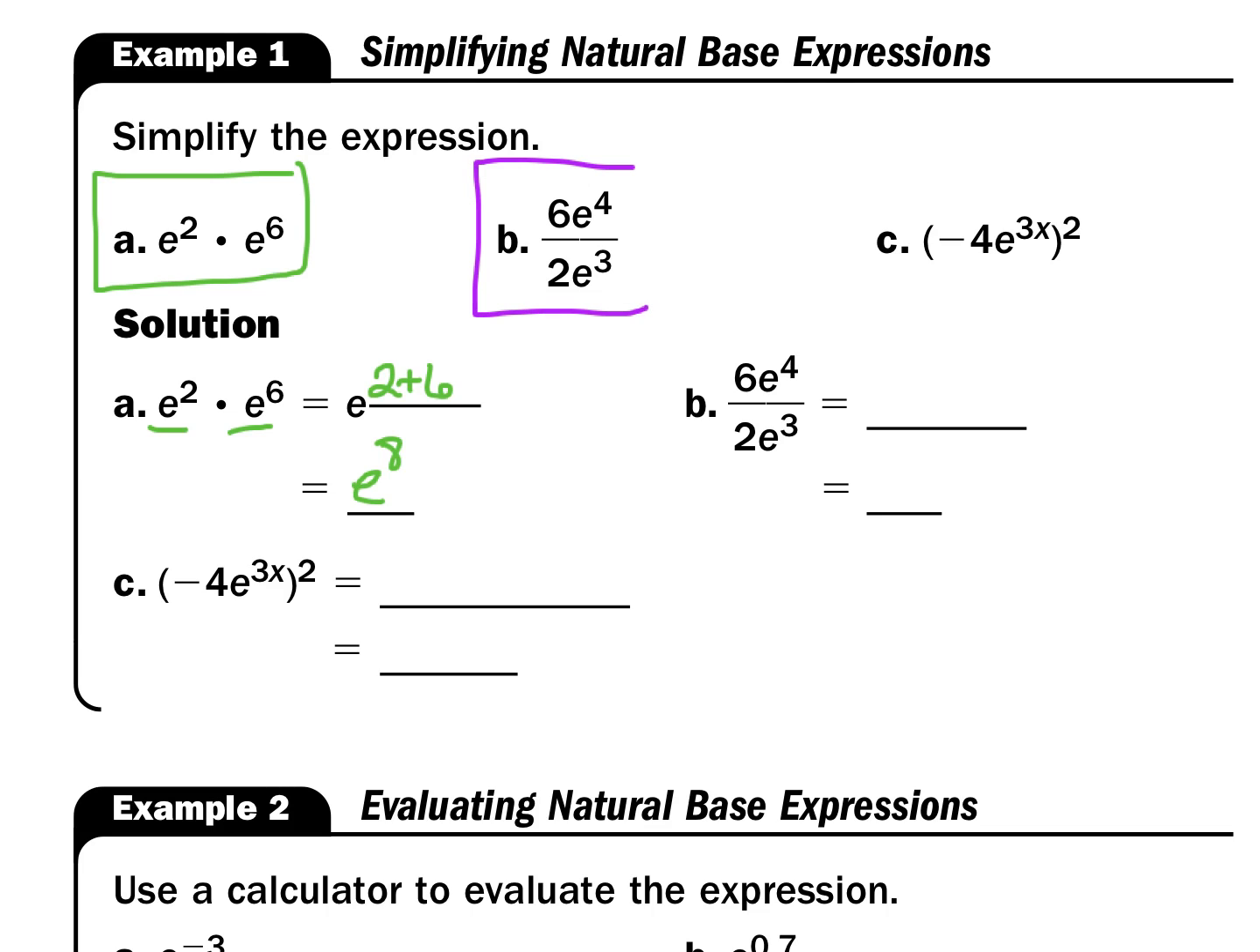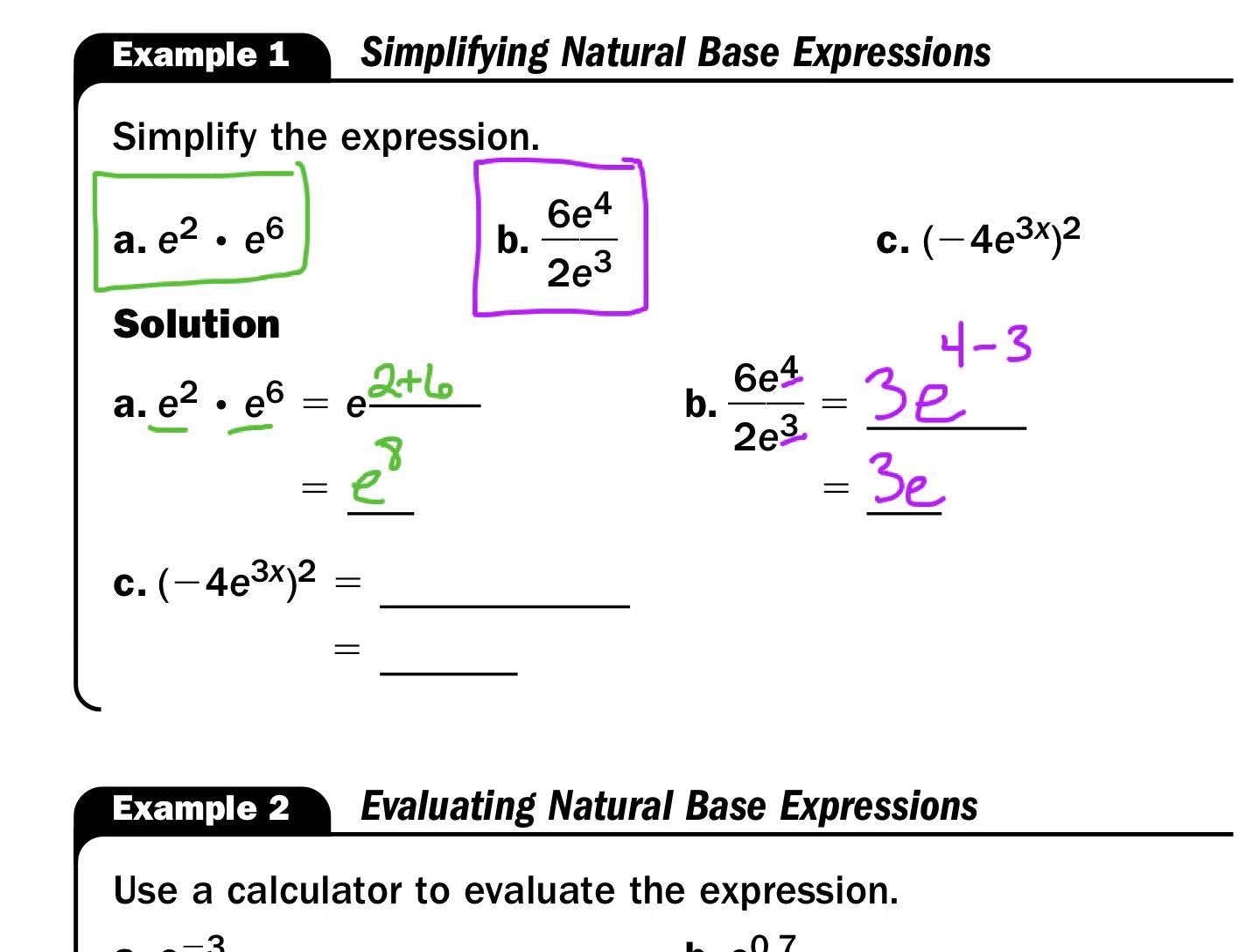Likewise, if I am dividing, instead of adding the exponents, I'm going to subtract the exponents. So for 6e to the 4th over 2e to the 3rd, the first thing that I do is divide the coefficients. So 6 divided by 2 is 3. And then I have e to the 4 minus 3. Subtract the exponent that's in the denominator from the exponent that's in the numerator. So that would just be 3e to the 1st power, just 3e.